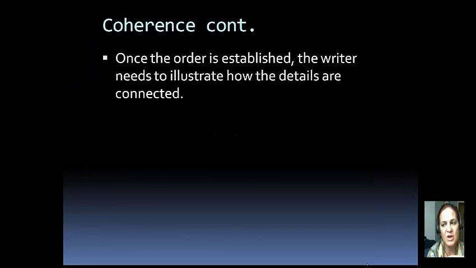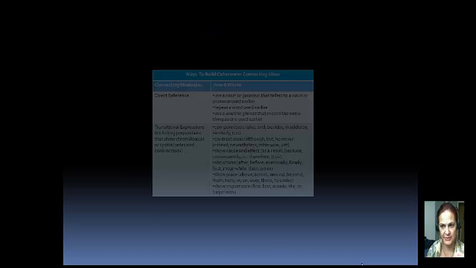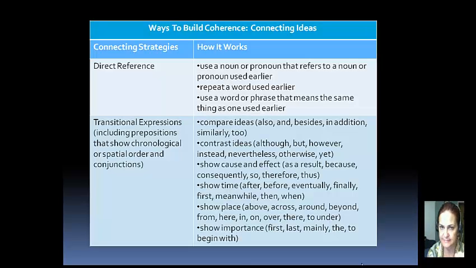Having established the order, we want to move on to how the details connect within your paragraph. There are different ways that it could connect. You could show a direct reference, or you could show a transitional expression. So I have another chart here, and I want you to pause the video again and get this chart down, because you will need it when we start our writing. This is ways to build coherence by connecting ideas. Now, the previous chart was ways to build coherence by organization. This is connecting of ideas.